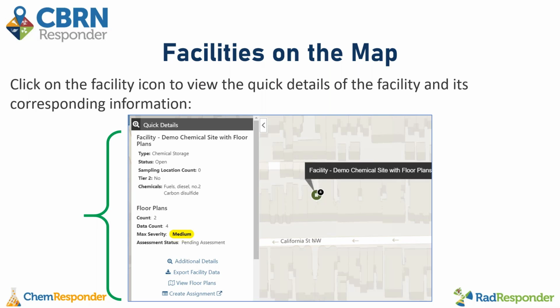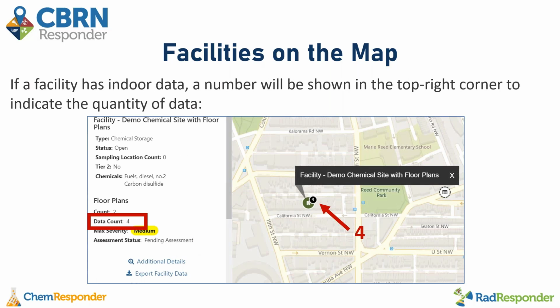If you do have floor plans on your facility and there's data associated with it, you will see a little number in the upper right-hand corner of your facility icon. So mine right here says 4, and this just indicates that the data count in the floor plans is 4. So there are 4 pieces of data on my floor plans with this facility.